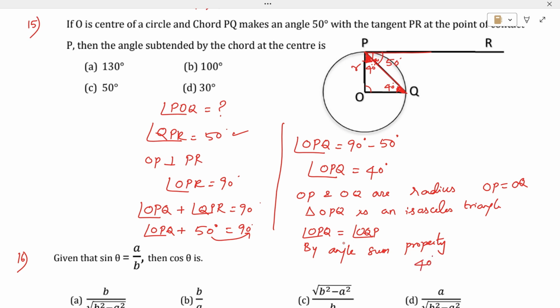So I am summing all the angles: 40 degree plus 40 degree plus angle POQ is equal to 180. So angle POQ is equal to, this becomes 80. Transposing 80 to the other side, 180 minus 80 will become 100 degree, which is option B.